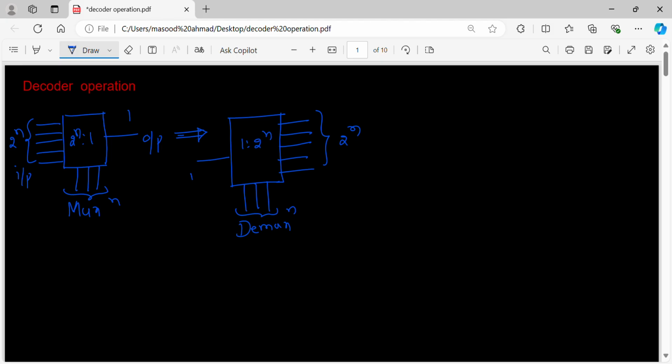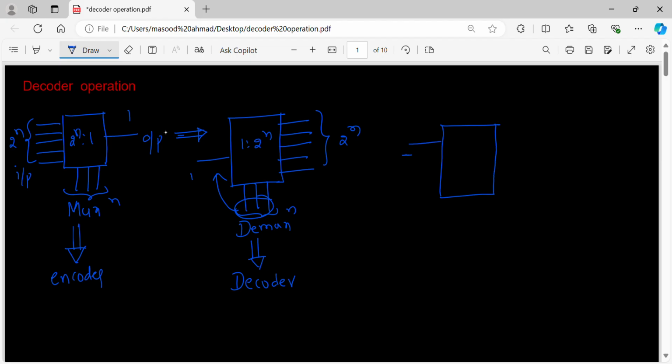Now from mux, what we have seen is encoder. From demux, what we are going to get is decoder. If you transfer these inputs to this side, the meaning of that is, I have a circuit with n number of inputs and one enable, then 2 power n outputs. These are 2 power n outputs.